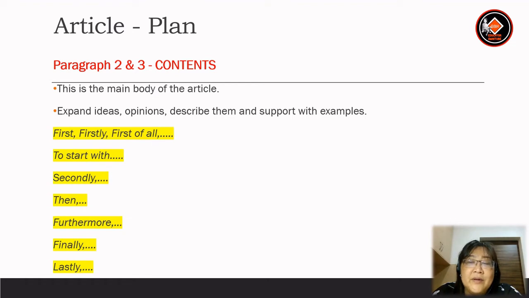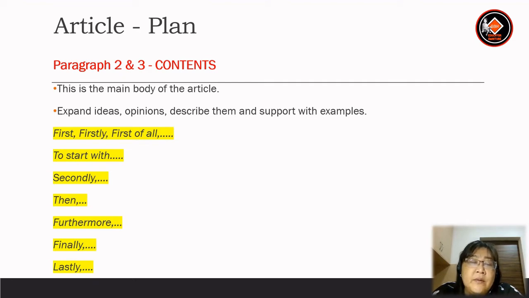Next, let's look at paragraph 2 and 3. So they are contents. This is the main body of the article. Remember that you have to expand your ideas, opinions, describe them and support with examples. Here, remember that you have to read the WH questions in the exam paper.